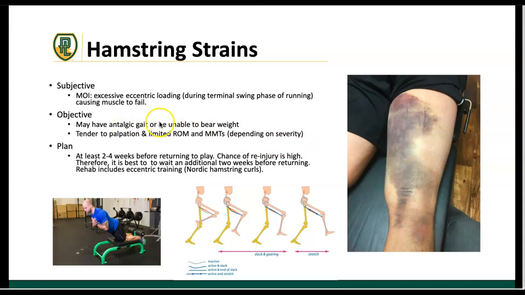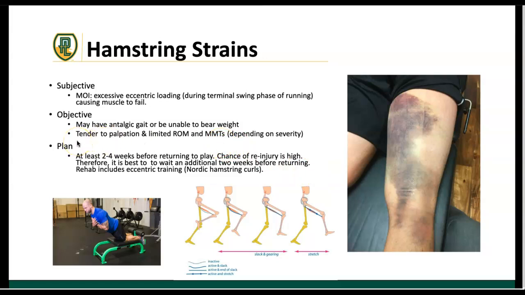So often the patient's going to have an antalgic gait. What that means is it's altered and it's usually painful. Most often you'll see that they'll shorten their stride because having a longer stride will stretch the hamstring muscle and cause more pain. Definitely going to be tender to palpation in the area, limited in range of motion, in particular into knee flexion moments. And then depending on the severity, their strength is going to be impacted, right?